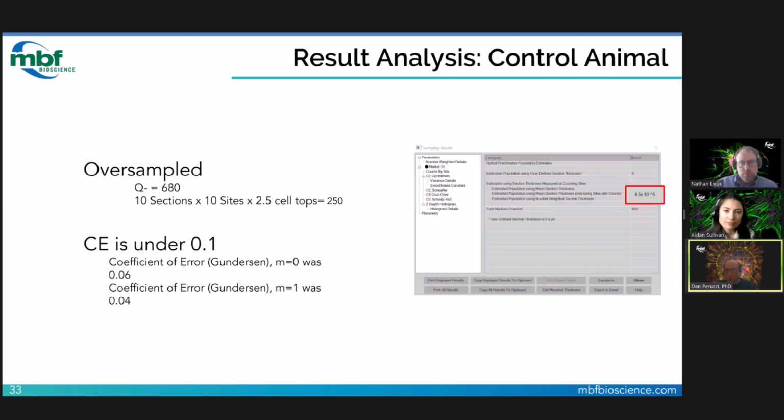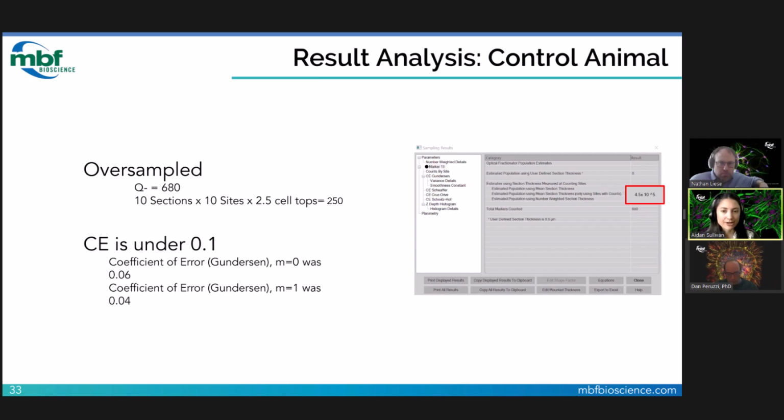Okay, so we said we wanted to choose the dissector size, and we've done that, 3 microns. The other thing we want to do is ask the question, have we done enough sampling, and could we maybe do less sampling? And this first tool that we're going to look at is called a coefficient of error, or a CE.